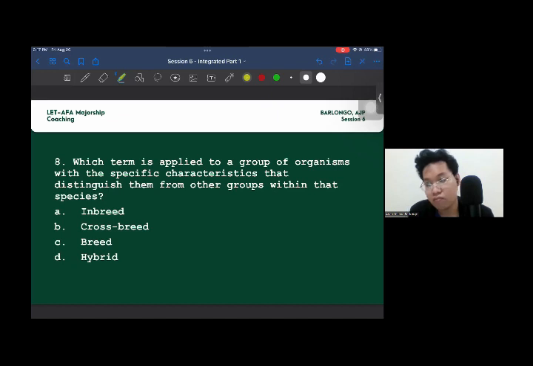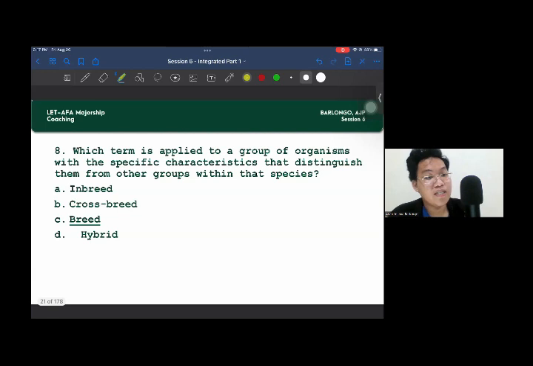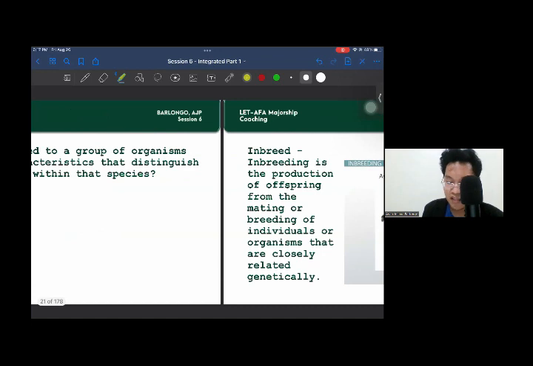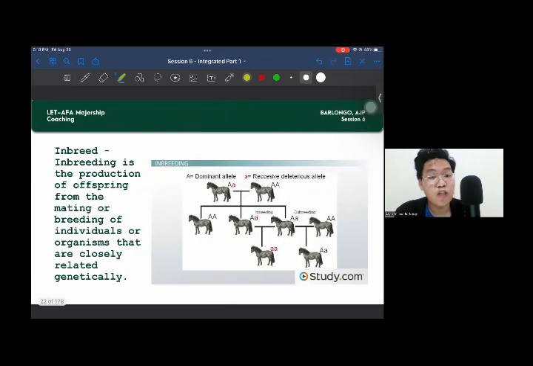Inbreed or inbred. Inbred, ayun yung tawag dun sa organism mismo. Okay, so the answer for this one is letter C, which is breed. So let us define, tama ba yan? Let us define each term that were in the choices. So inbreeding, it is the production of offspring from the mating or breeding of individuals or organisms that are closely related genetically.